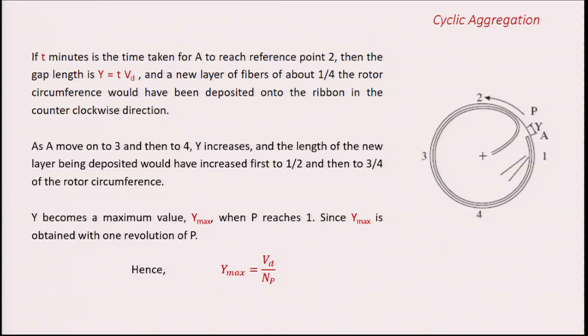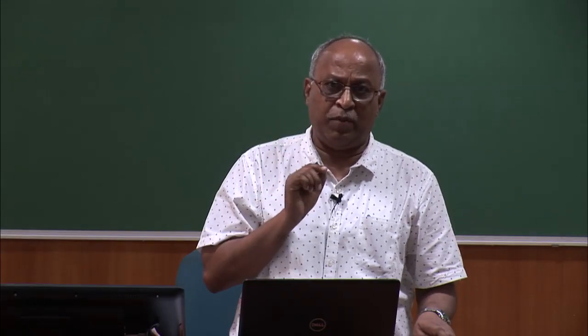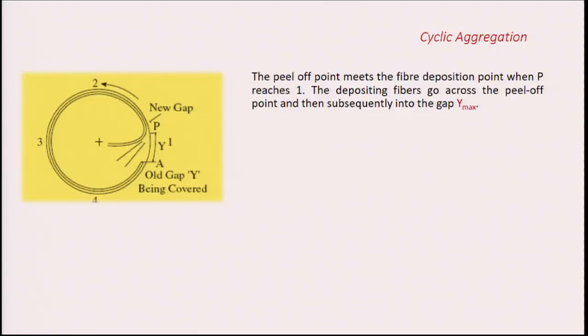It is the distance that is covered, or the amount of material that is delivered when the peel off point makes one rotation. So, the time for one rotation is going to be 1 over n p. So, 1 over n p multiplied by V sub d is going to be the length for y max, correct, because the y max is reached in one complete rotation of the peel off point. For that it takes 1 over n p time, and it is moving at the rate of V sub d. So, it is V sub d divided by n p, correct.